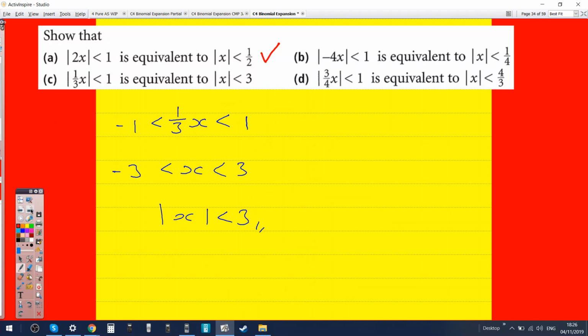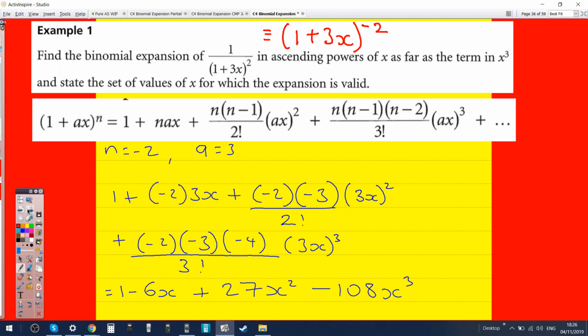And so, for what values is this valid? So it's valid for all the values of ax being in between minus 1 and 1. Yeah. What is ax? Ax is 3x. Yep. So 3x is between minus 1 and 1. Yep. So how about for values for x?